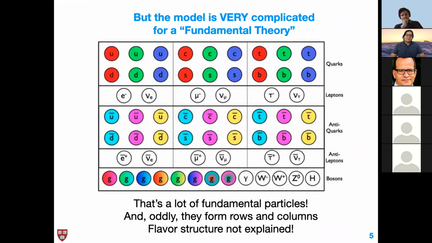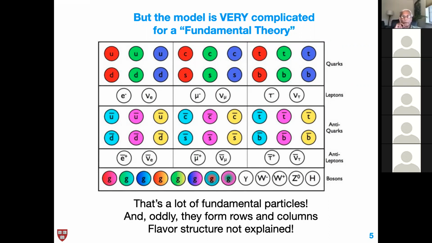But you could argue that for a fundamental theory, this is quite a complicated theory. Here I have outlined the standard model particle content. You can see the quarks, the leptons, and the antiparticles, as well as the bosons in the lower row. And you can see that the standard model is organized in these rows and columns with these particular patterns. There is something known as a flavor structure, which is currently not explained in a fundamental way. So it has this odd structure. For a fundamental theory, this to me looks complicated.